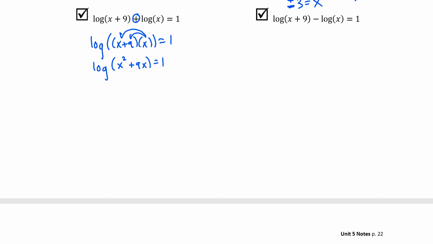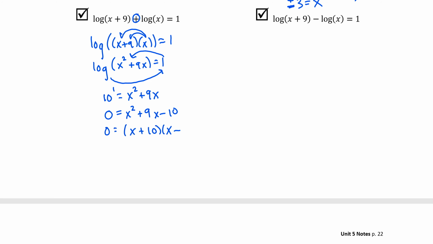Now we're ready to convert to exponential form. Notice the base is not written in this example, so we will assume that it is the common base 10. So we're going to take base 10, exponent 1 equal to argument. And again, the logarithm has been eliminated by converting to exponential form. So we observe the result is now quadratic. So to solve this quadratic equation, we need it equal to 0. We can do this by subtracting 10 from both sides. This one is easy to factor as x plus 10 times x minus 1.